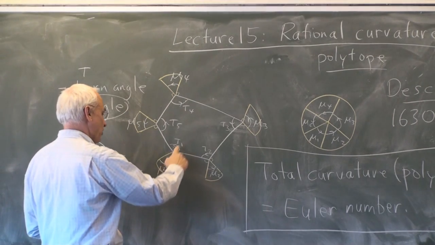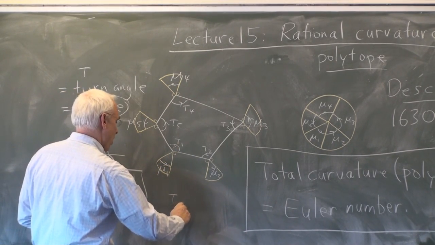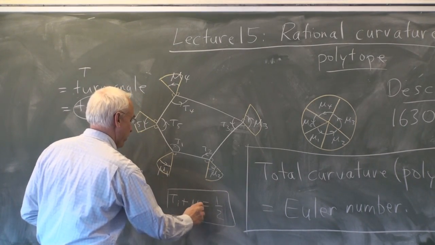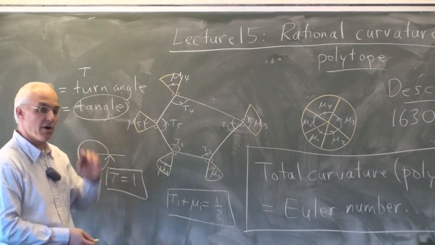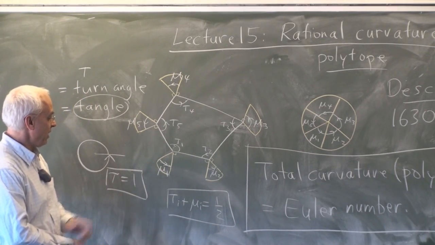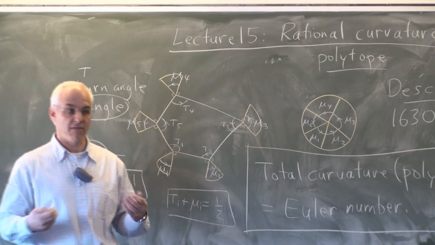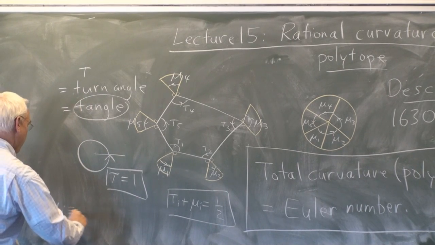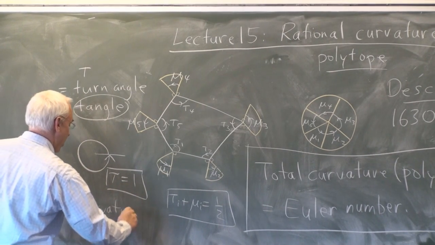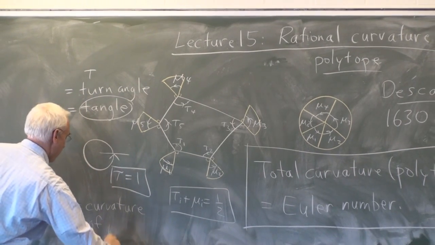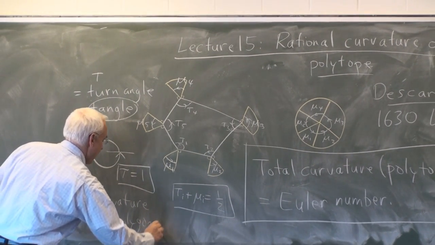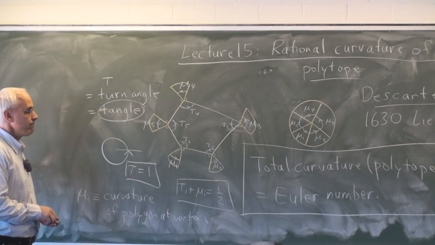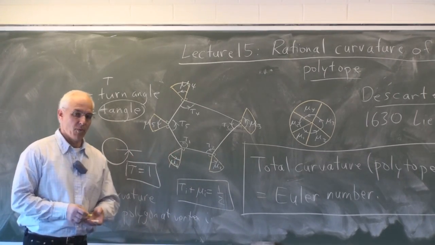And the basic relation between the taus and the mu's is that tau 1 plus mu 1, for example, sum to a half. It's true for a general one. So that relates the interior tangle to the exterior tangle. And the exterior tangle is what we call the curvature at the vertex. Okay. So mu i was the curvature of the polygon at the vertex i. And that's a number, well, in this case, between 0 and 1.